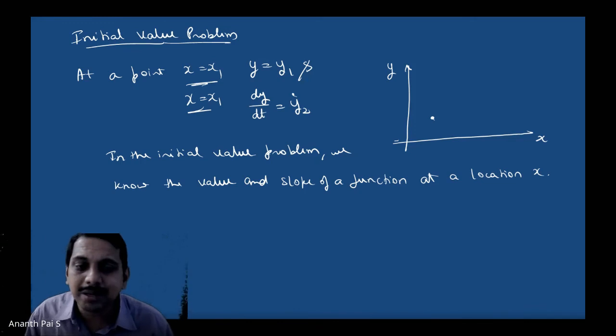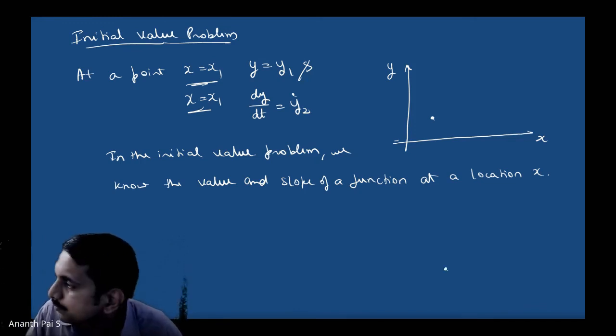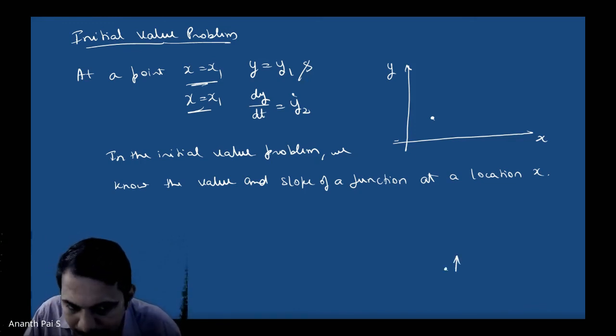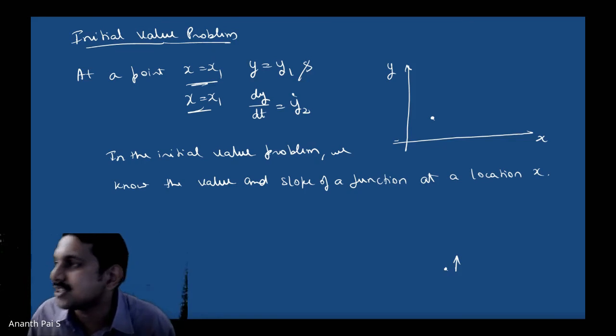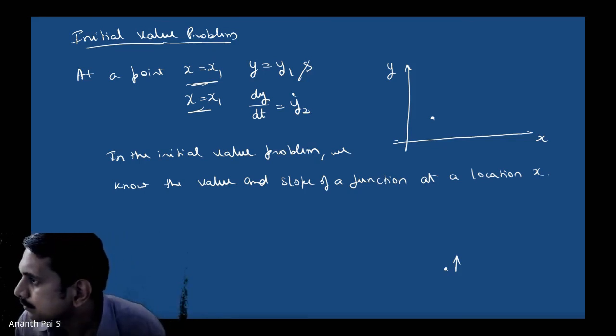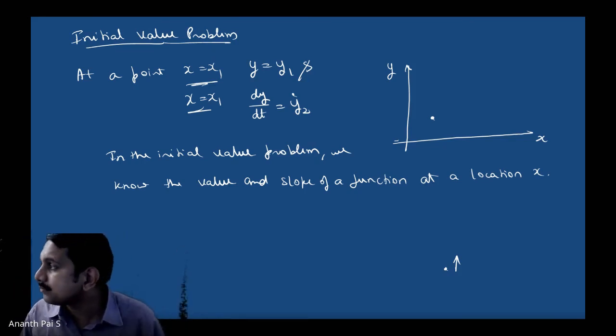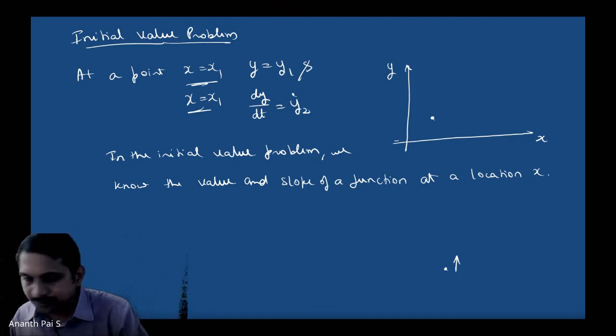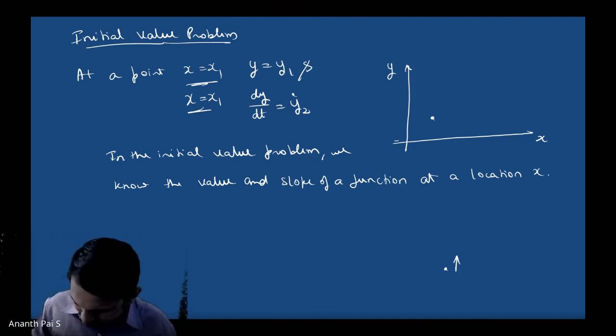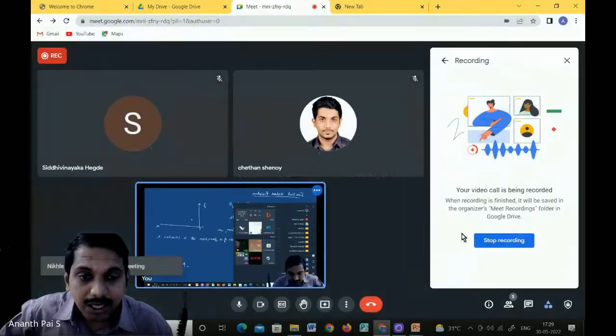The example can be, if I'm throwing a stone, I know its position at t is equal to 0, and I know the velocity at t is equal to 0. Velocity is dy by dt, correct? We'll stop it here, students. We will discuss about this in tomorrow's class.